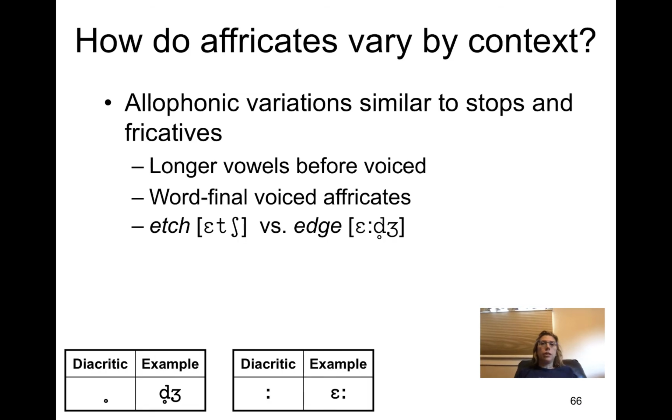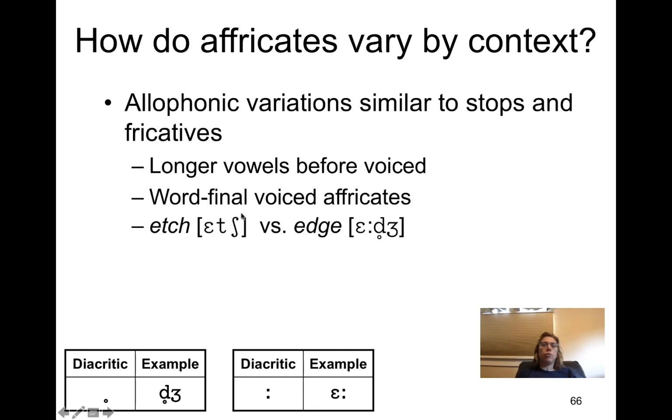All right, so how do our affricates vary by context? In general, they vary a little bit less than our stops, but since they are obstruents, they are similar. They do have longer vowels before the voiced affricate, before the j, than before the voiceless ch.